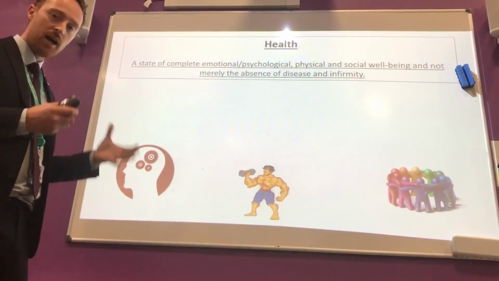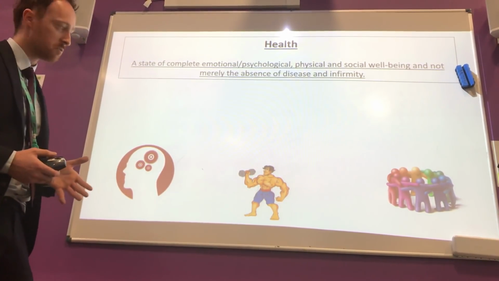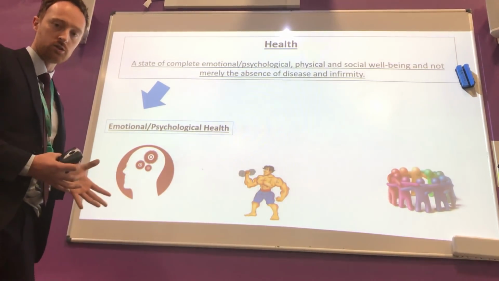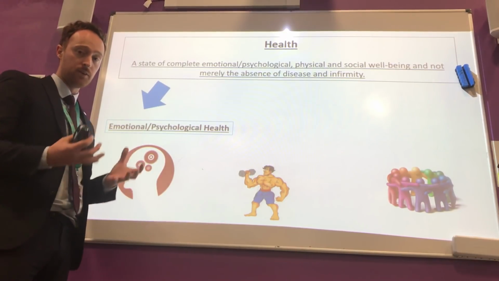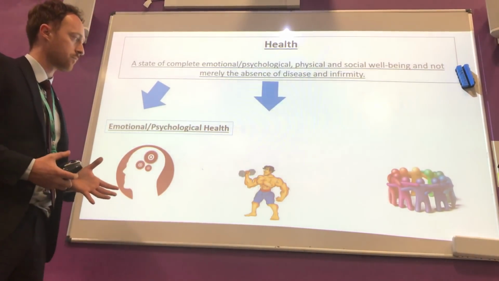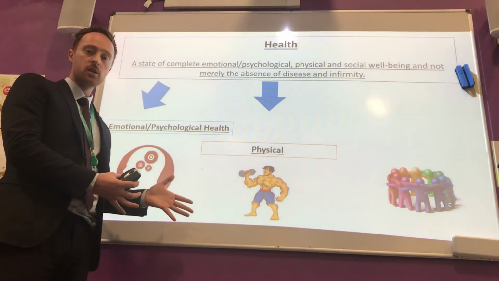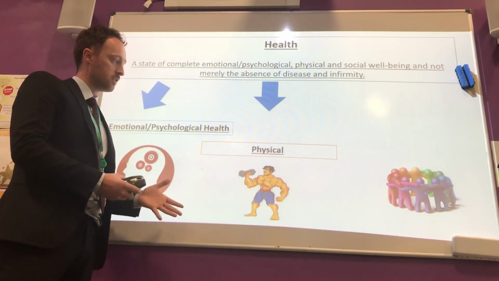Now when we're looking at health, we need to look at all different aspects of health. The first thing we need to know about is our emotional and psychological health. This is to do with how we feel, how we think with our brain. The second part of health we need to know about is our physical makeup. So this is to do with our health and our fitness.